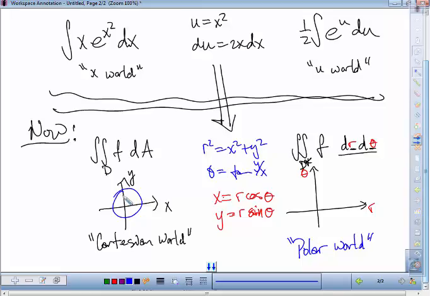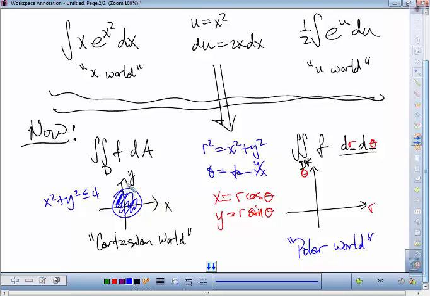Okay? So let's take our example of this circle where we describe the circle as x squared plus y squared is equal to 4. Actually, to get the whole disk, you say less than or equal to 4. But the circle itself is really what we're looking at because it's the boundary, right? So the circle is x squared plus y squared is equal to 4.